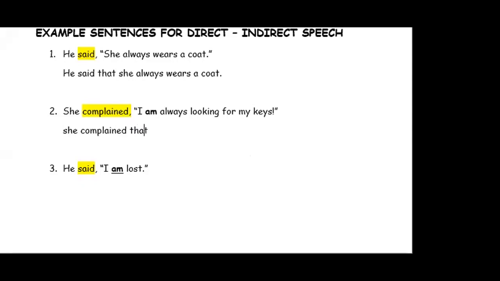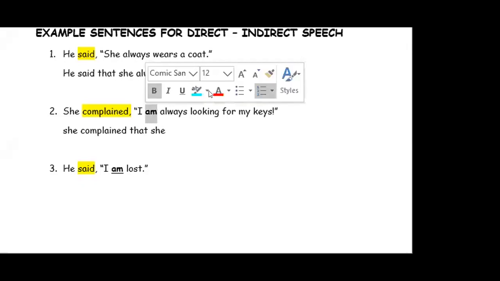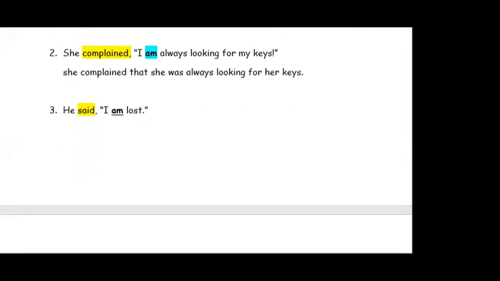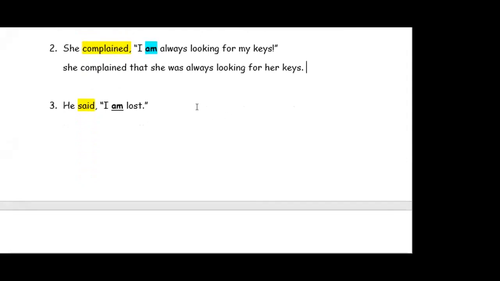She complained that she, remember that I becomes she, am becomes was, because now we're changing it to the past tense. Always looking for her, my becomes her, keys. All right, do you see how simple that is? You literally need to just use your common sense.